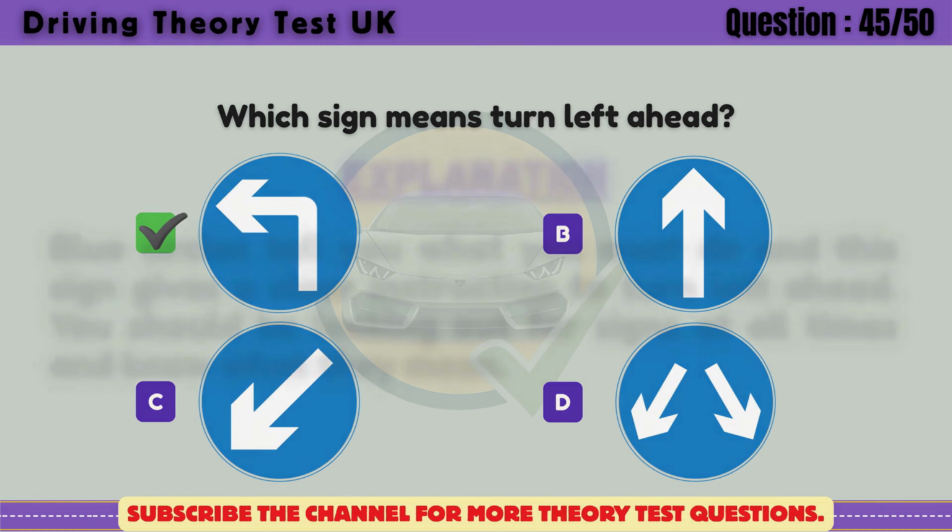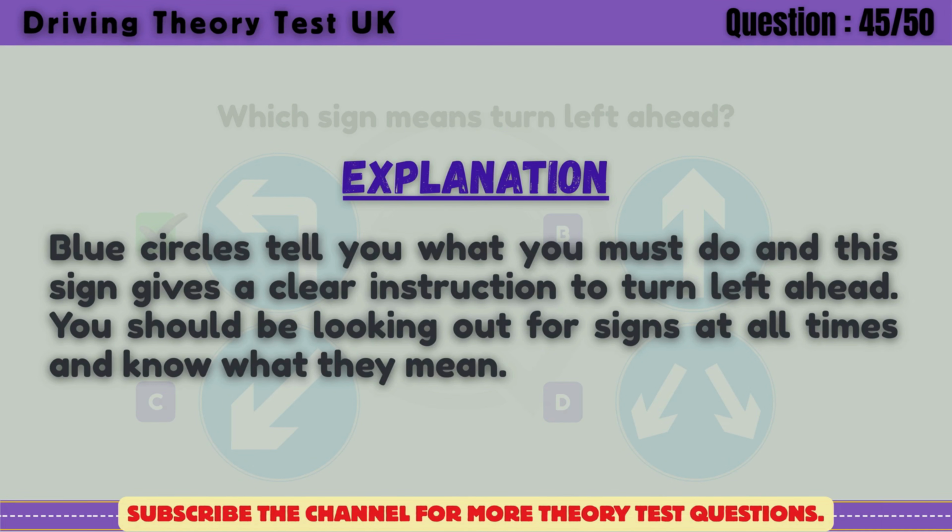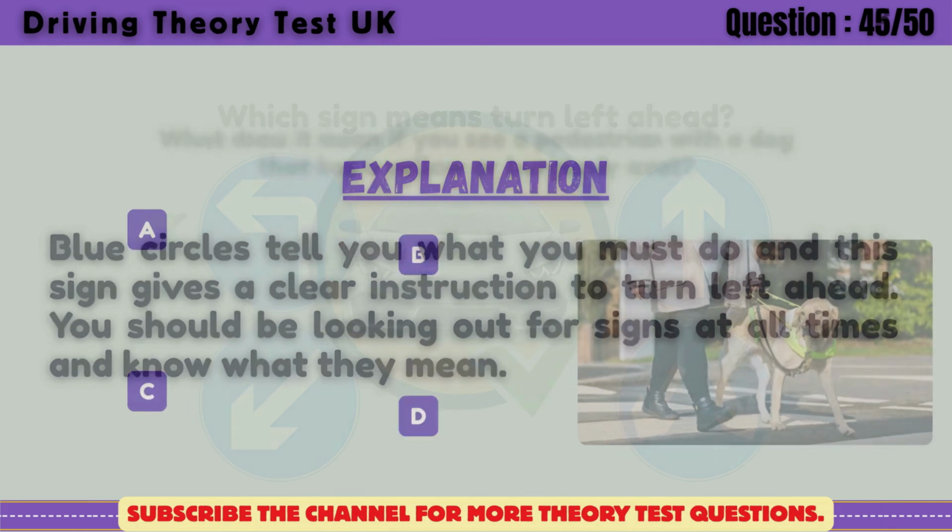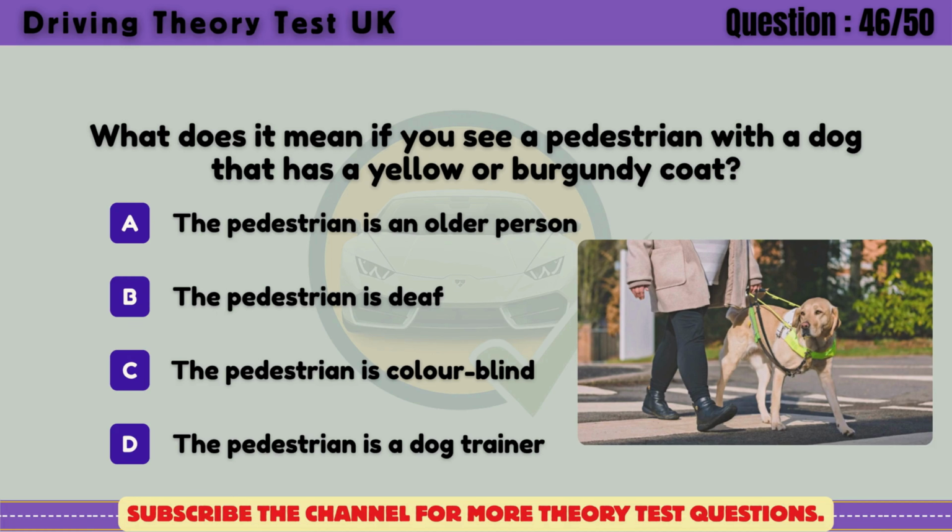Answer is A. Blue circles tell you what you must do, and this sign gives a clear instruction to turn left ahead. You should be looking out for signs at all times and know what they mean. Question 46. What does it mean if you see a pedestrian with a dog that has a yellow or burgundy coat?